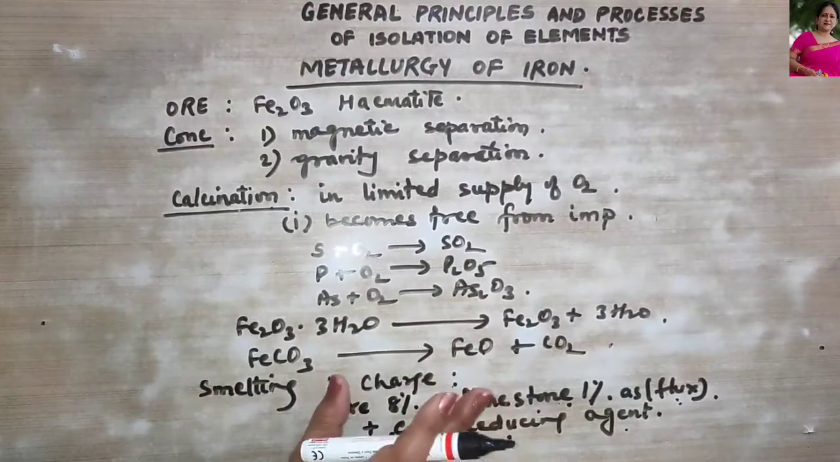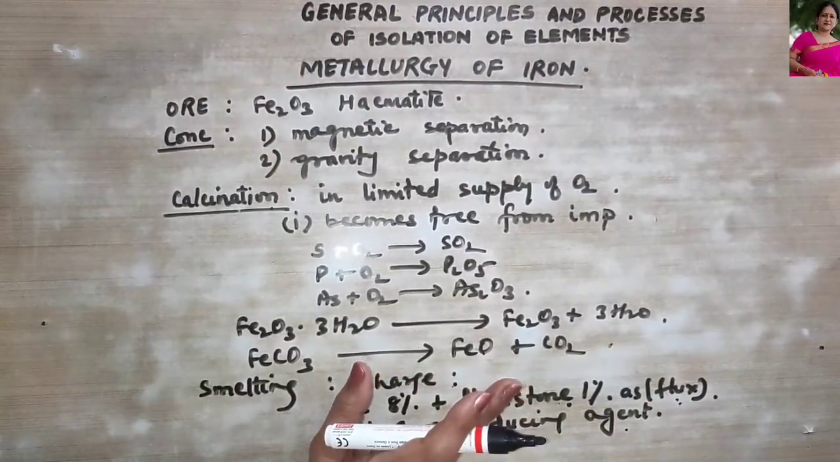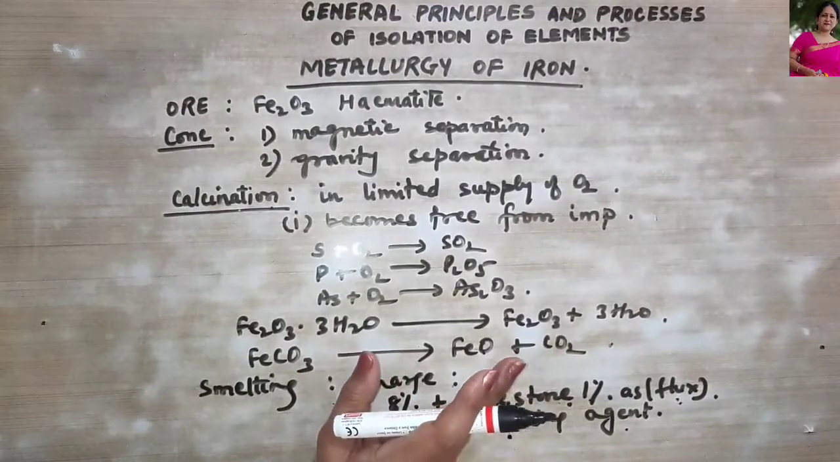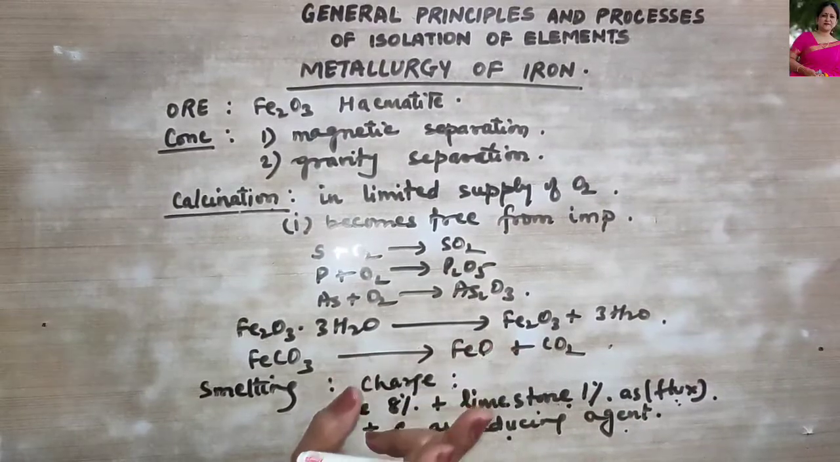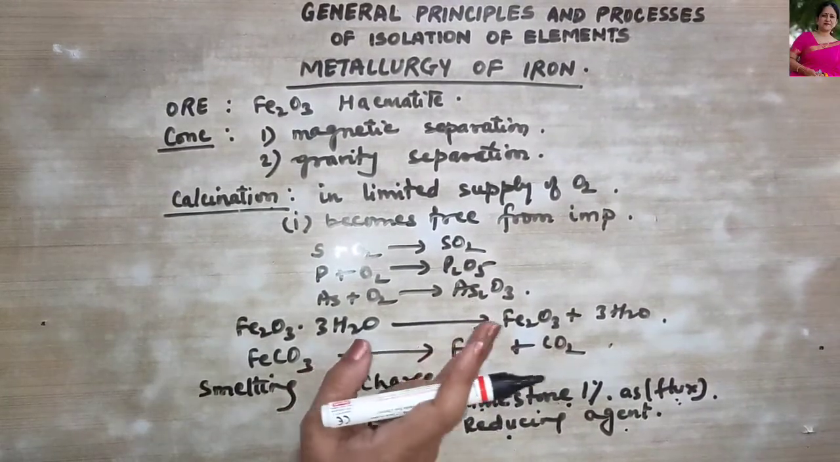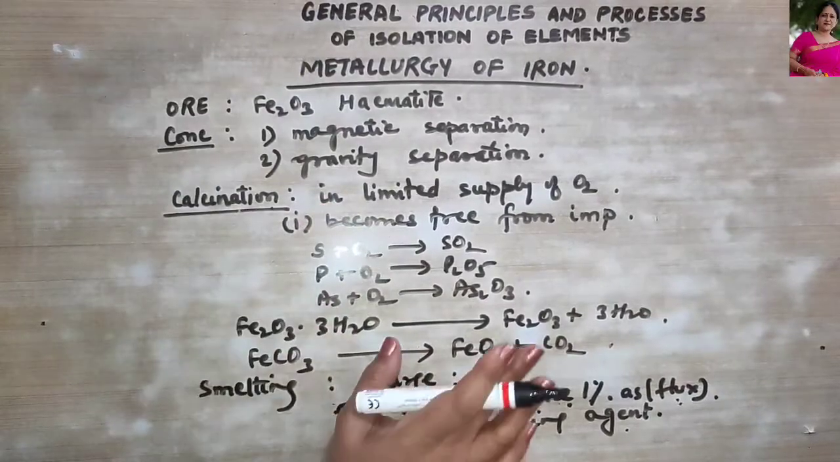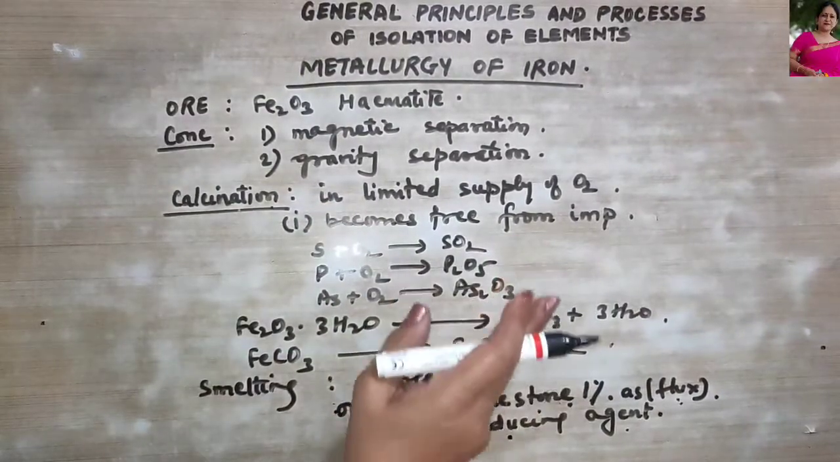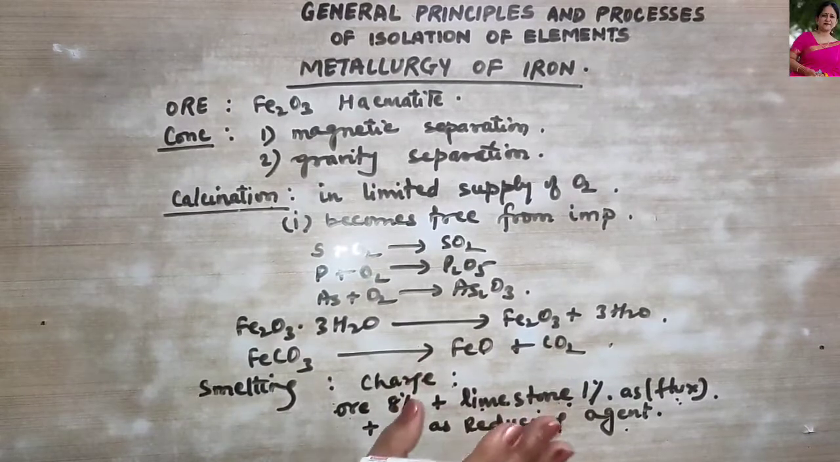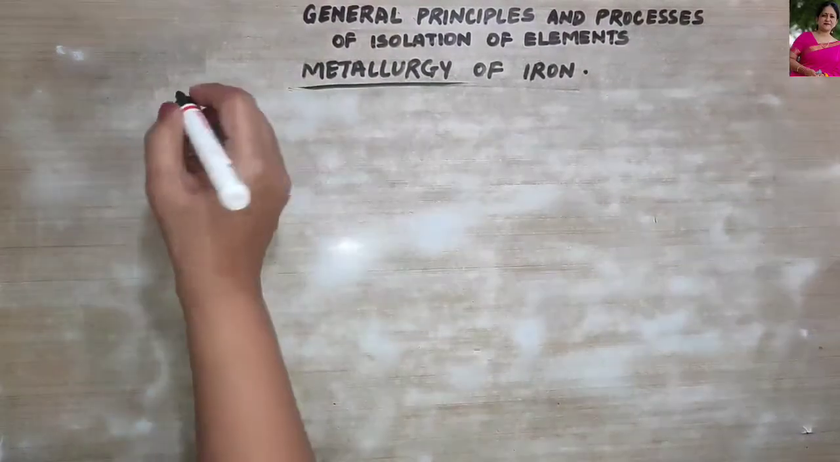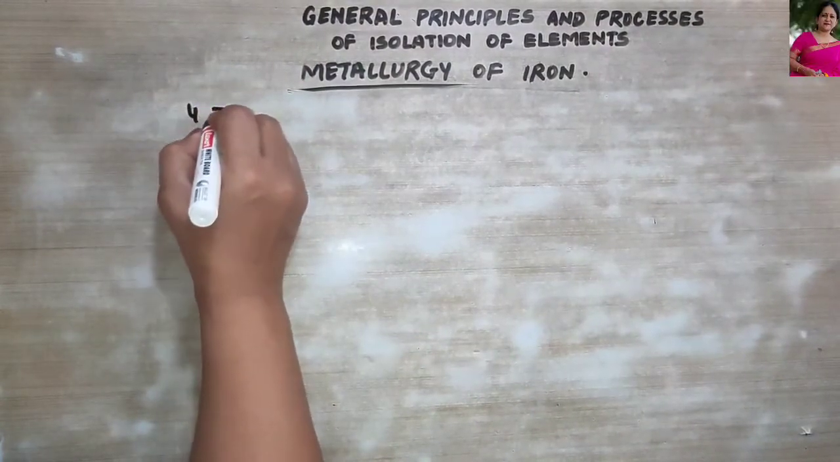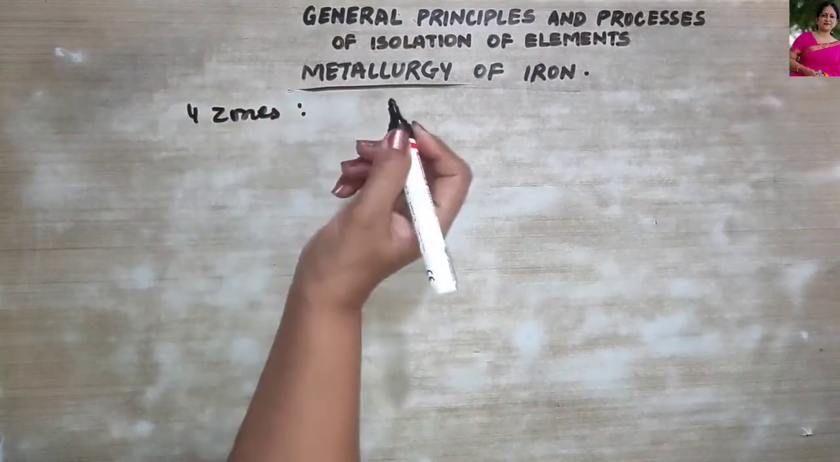Now look at the bottom. At the bottom you will find the tuyeres through which the hot air is blown inside the furnace, and the tapping hole is there to collect the melted ore, and the slag hole is used to collect the slag separately. Now if you look at the figure, there are 4 zones where the reduction or the reaction to obtain the metal takes place. Now let us look at the 4 zones where the different reactions take place.